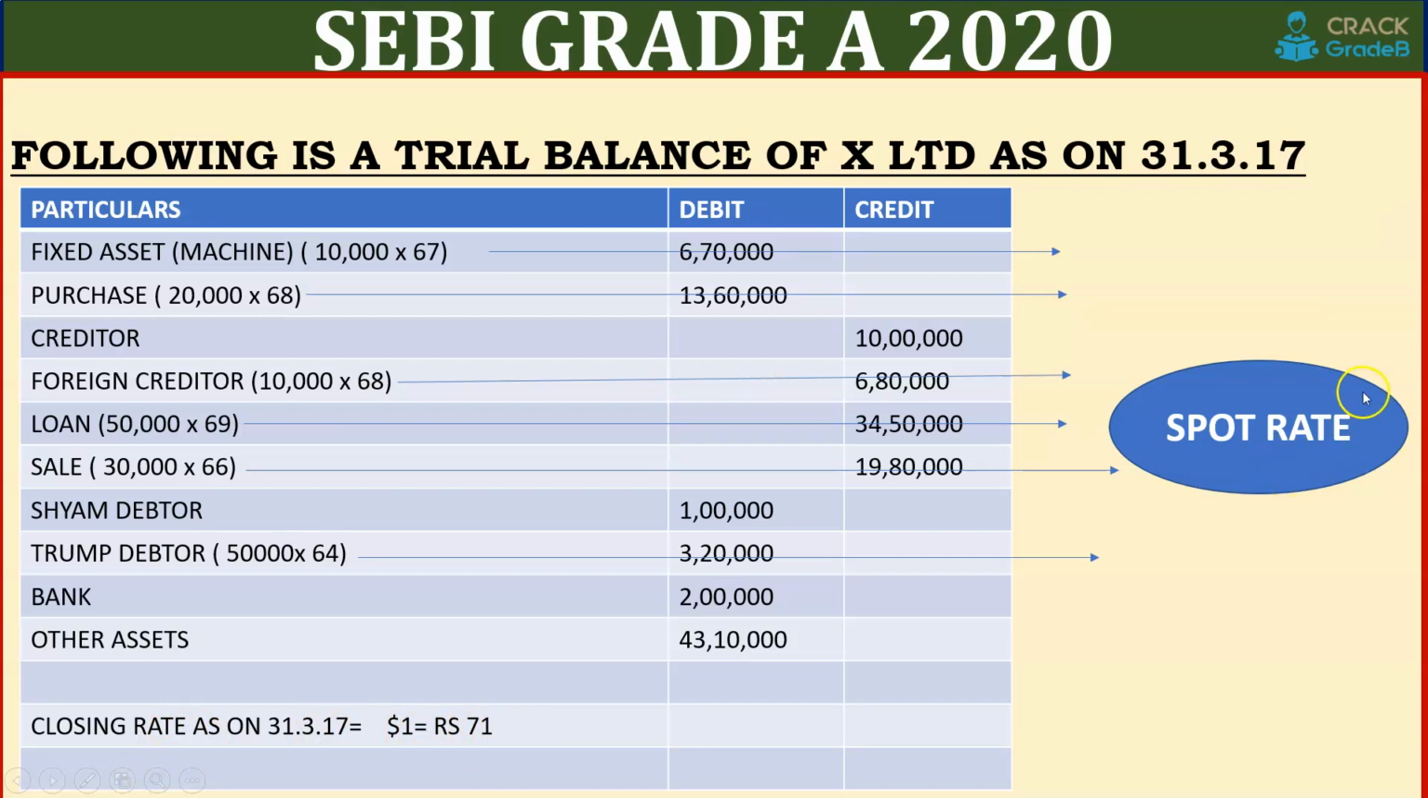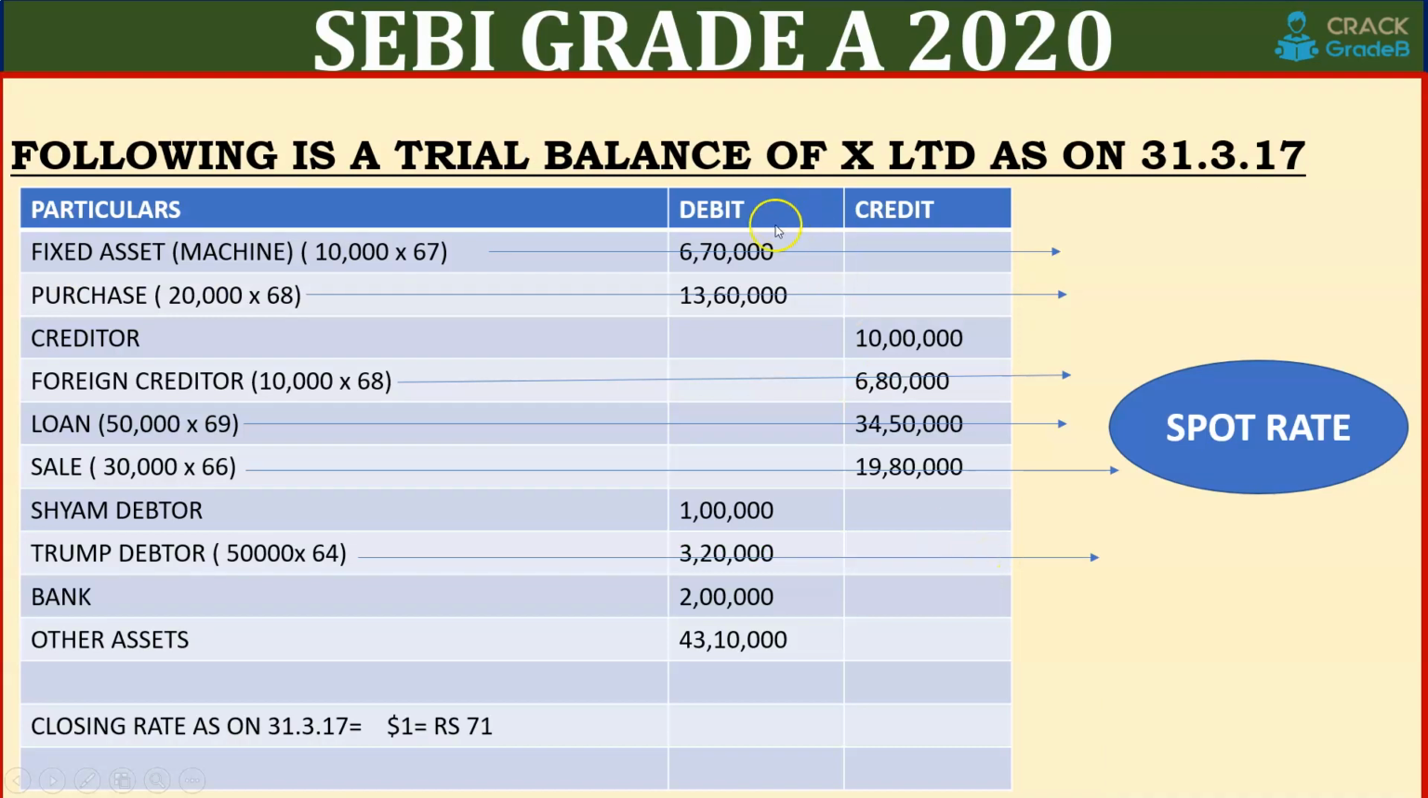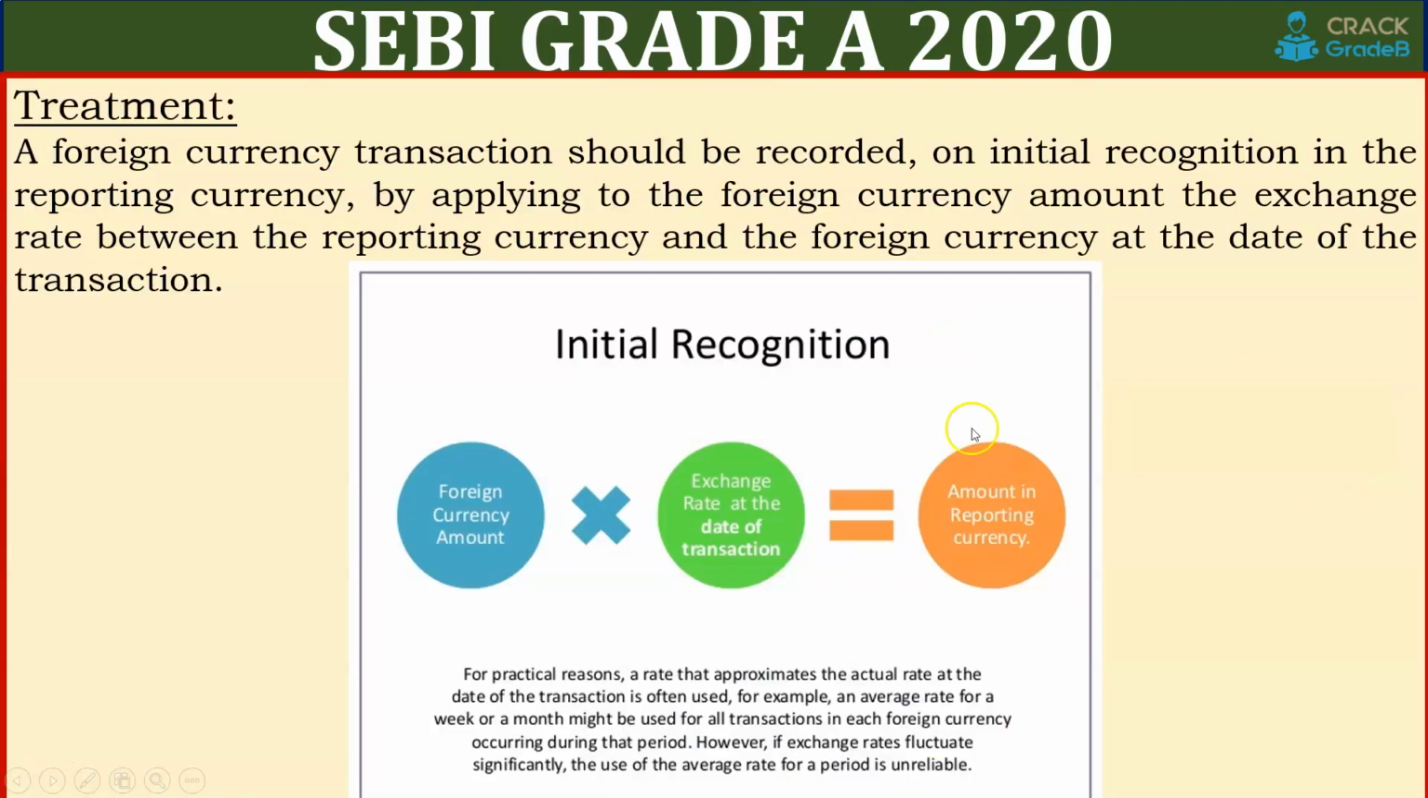But right now you need to know this term, that whenever you undertake a transaction, maybe this was incurred in July, that you purchased a fixed asset, and at that time the exchange rate was 67. So you have recorded this transaction accordingly. So here, on initial recognition, foreign currency amount, that means here that was 10,000 rupees multiplied by the exchange rate at the date of transaction will be equal to the amount in the reporting currency, that is 6,70,000 rupees. So for practical reasons, a rate that approximates the actual rate at the date of transaction is often used.